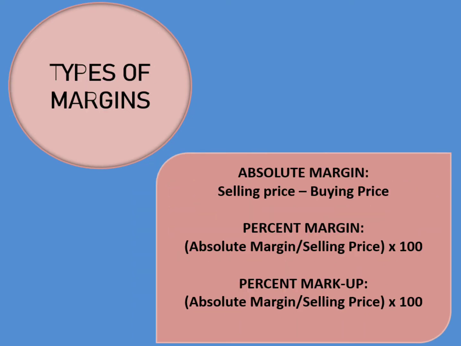Types of margins. Absolute margin. Para makuha natin ang absolute margin, selling price minus buying price. Sa percent margin naman, ang makukuha nating absolute margin ay ididivide natin sa selling price times 100. Times 100 kasi percent yung hinahanap natin. Sa percent markup naman, absolute margin divided by buying price times 100.